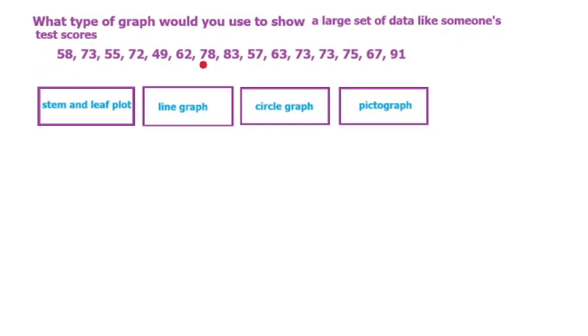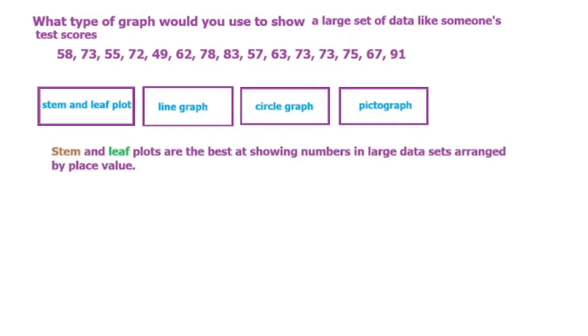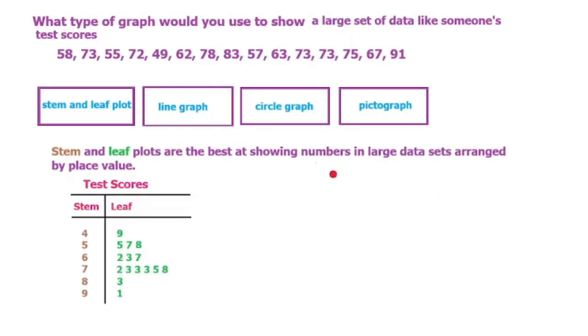So here we could see all these test scores that someone scored, and the choices are stem and leaf plot, line graph, circle graph, or pictograph. So what would be the best way to show these scores? And I'm just going to tell you the answer and I'll explain the way it looks. The stem and leaf plots are the best at showing numbers in large data sets arranged by place value. So that would be the best way to show this data because it is just data.